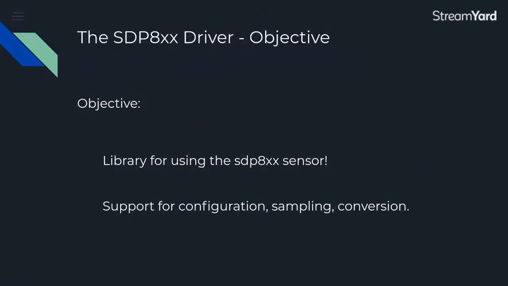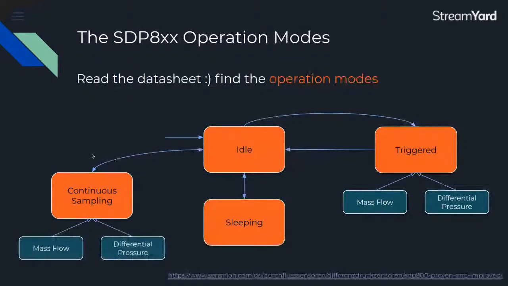What is the objective for this software project? Well, I want to make a library that makes it easy to use the SDP8XX sensor I showed, and I want to support configuring it, sampling some data, and doing some on-chip data conversion. That is basically the objective of the software we will be looking at. And the first step to do this, as always, is reading the datasheet.